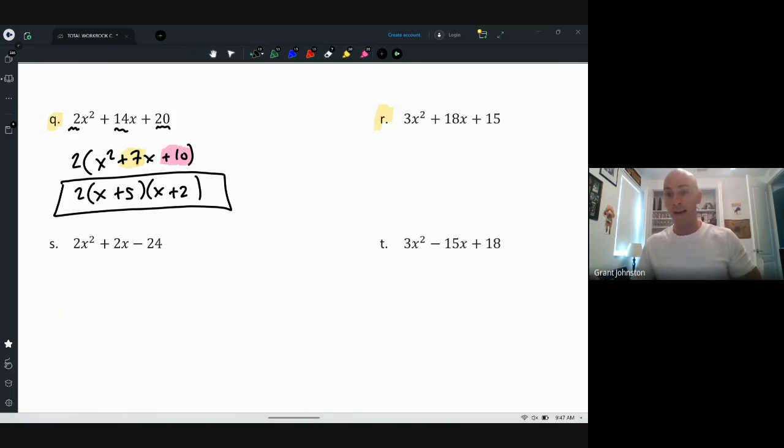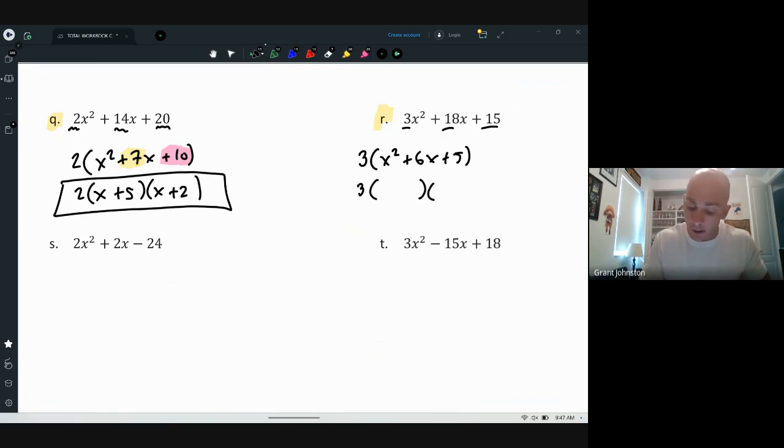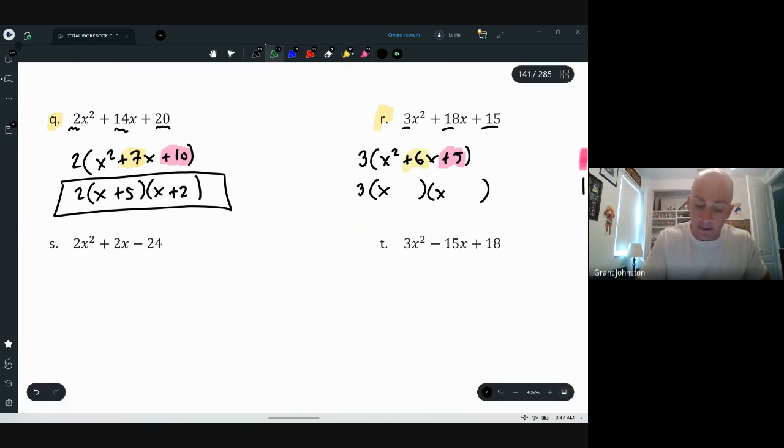So sometimes you can get it to a leading coefficient of 1, which I think is easier like the previous lesson. This one, same thing. These are all divisible by 3, so factor out a 3. Now I just have a leading coefficient of 1. So I can just do the easier one: what multiplies to 5 yet adds to 6? That would be positive 5 and positive 1.